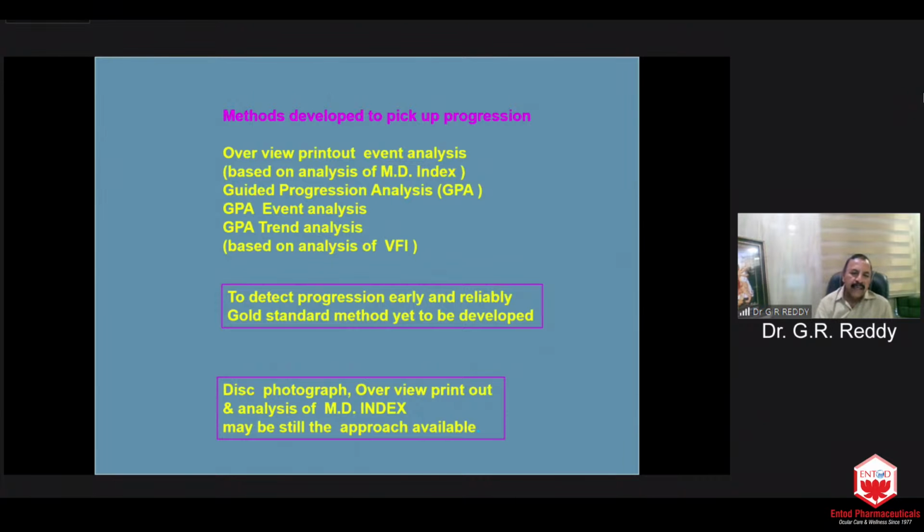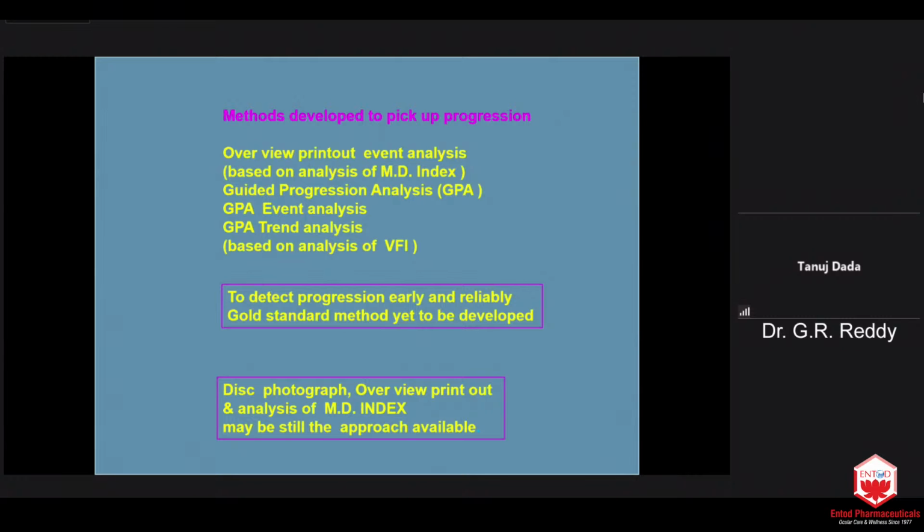And it is always better to have a baseline OCT also, even in an established case of glaucoma, not for diagnosis. For the progression analysis, OCT also plays a major role. And once you see the field defect is going towards the macula, you always ask for the macular tube, which gives you ganglion cell analysis. Now coming to the methods to pick up progression.